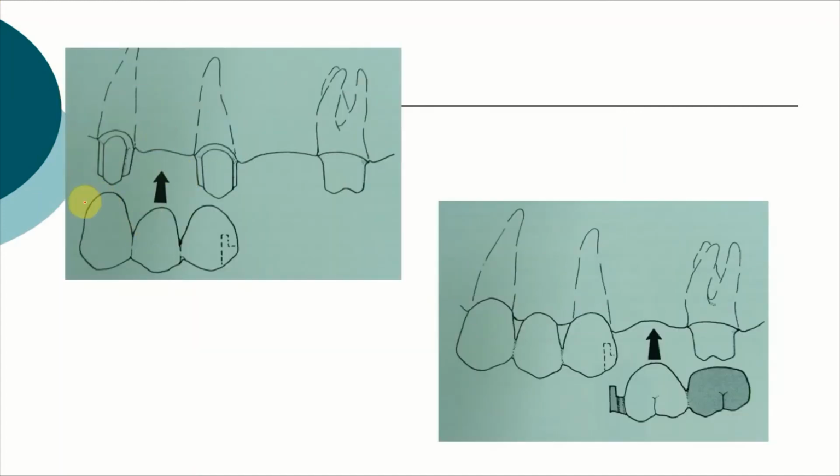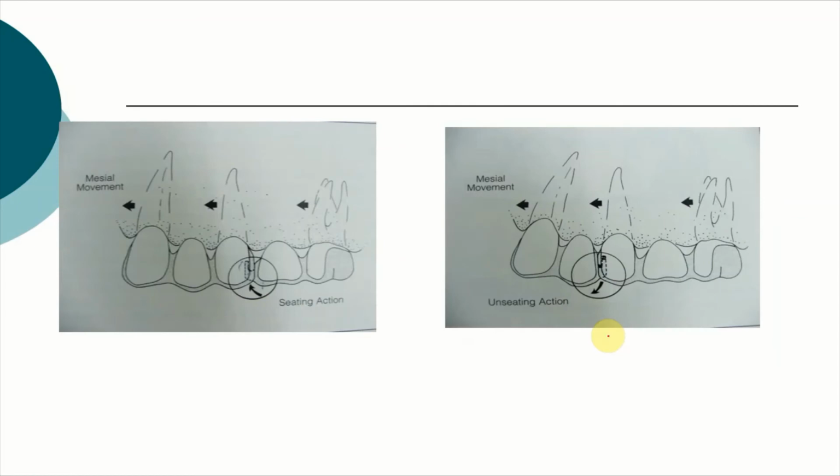Then in this, first of all we will fabricate the mesial component with the female part, and it is cemented, and then later on the pontic or distal component with the male part is cemented over to that. So first the mesial part is inserted, then again the distal part is cemented.